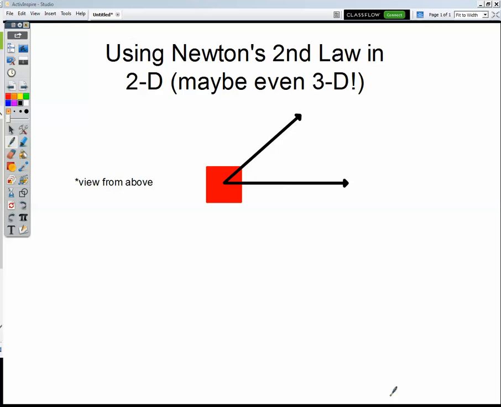At this point, we have looked at Newton's second law in one dimension, and we can solve for mass and acceleration and all sorts of fun stuff looking at F equals ma in one dimension. Now let's take it to two dimensions, and maybe even throw in some 3D.